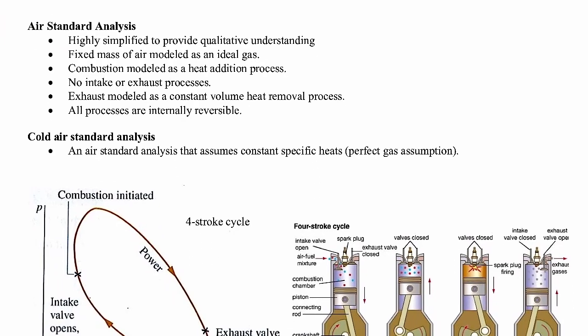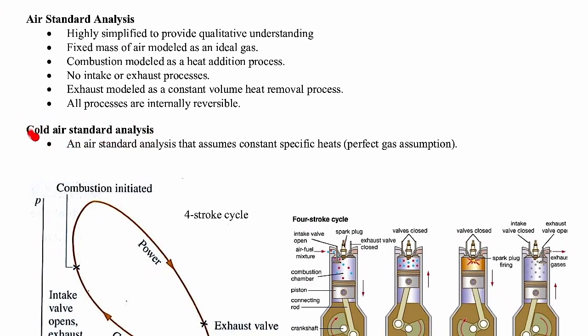Now we can go one step further and do what's called a cold air standard analysis. The cold air standard analysis is still an air standard analysis, except when we model the air as an ideal gas, we'll go one step further and treat the gas as having constant specific heats, which really just means that instead of an ideal gas, we're modeling a perfect gas. It simplifies the analysis even further so that we don't have to use the ideal gas tables. Remember that for an ideal gas, the way we find properties is through the ideal gas tables. If it's a perfect gas, then there are some closed form formulas that we can use instead. We don't have to go back to the tables.